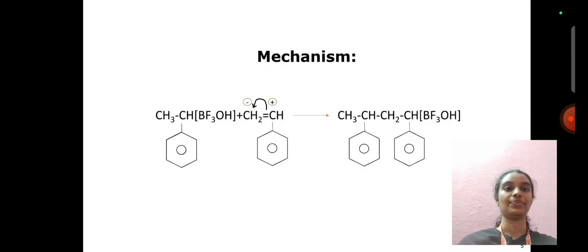In the mechanism, we can see that the double bond, that is the pi electron, is transferred to another carbon, which forms the negative sign, and the donor forms the positive sign. And the double bond, which is an unsaturated bond, is totally converted into a saturated bond, forming the product as shown in the mechanism.